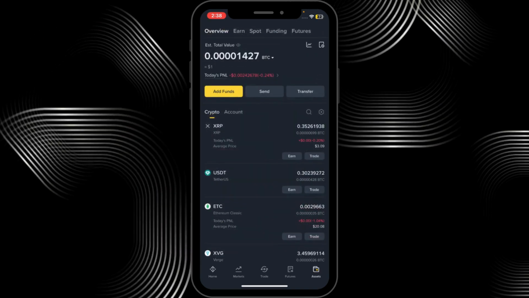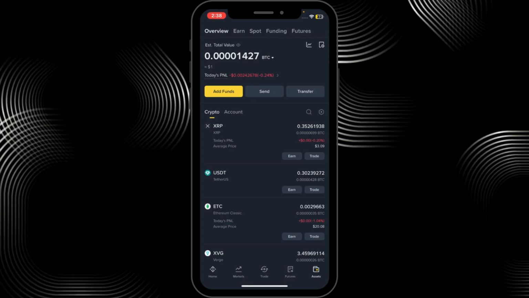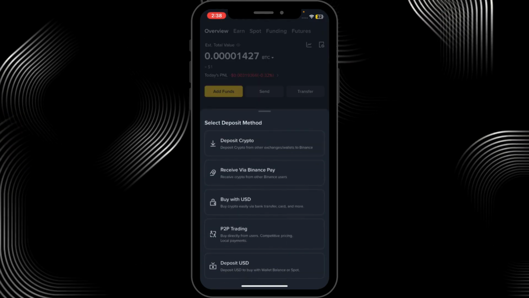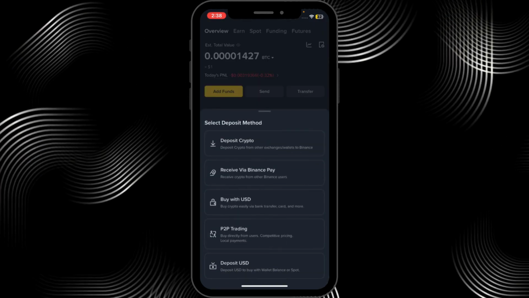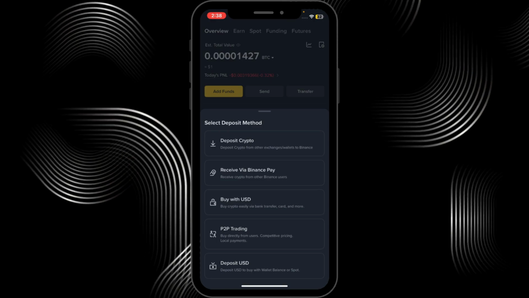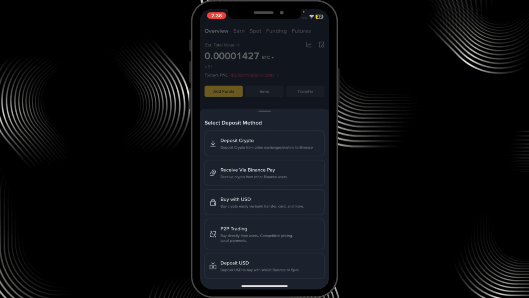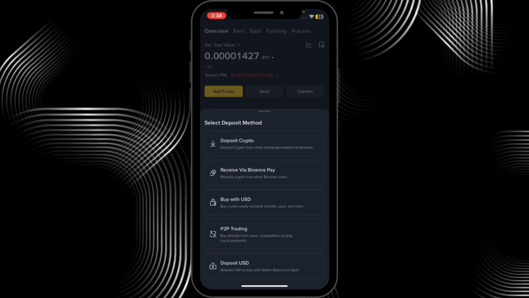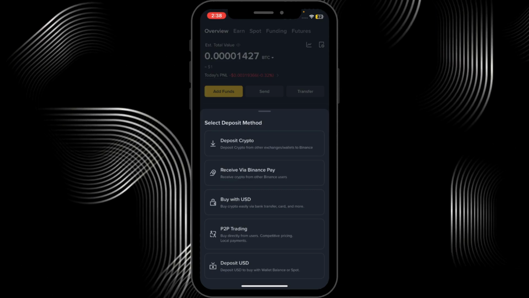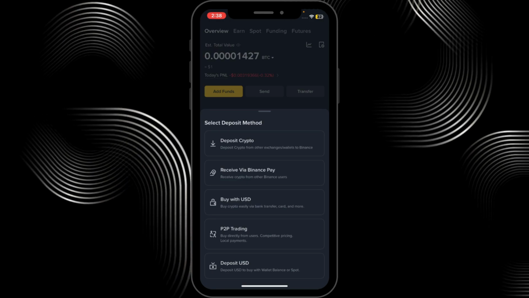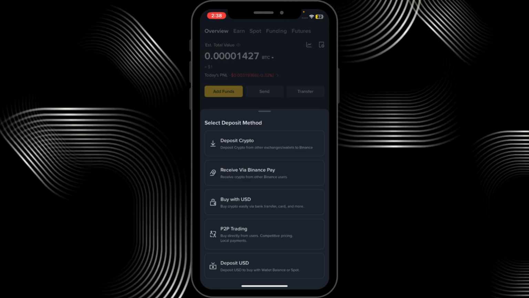Head over to your assets at the bottom right, hit add funds, and then you can deposit crypto, receive via Binance Pay, or buy with USD via bank transfer, card and more. Or you can use P2P trading if your region doesn't cooperate with crypto, or doesn't allow crypto in your country yet.